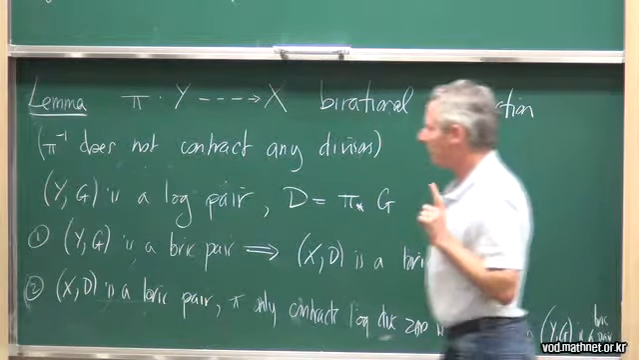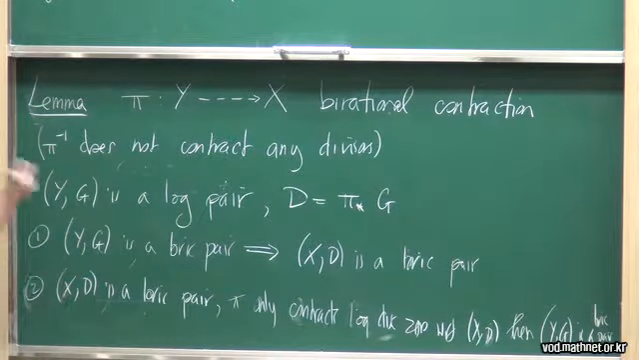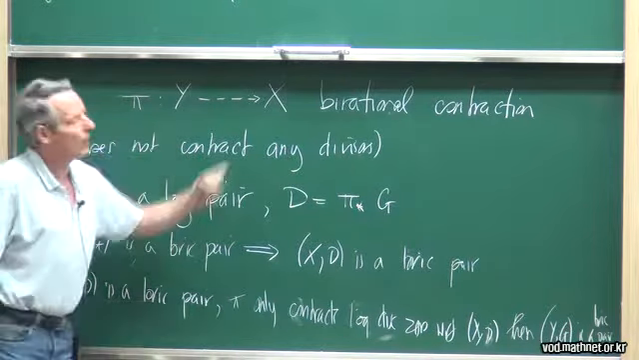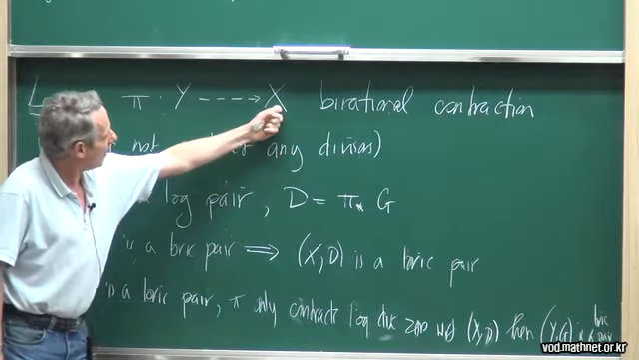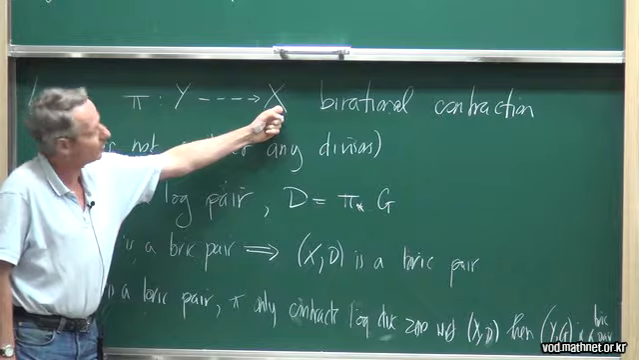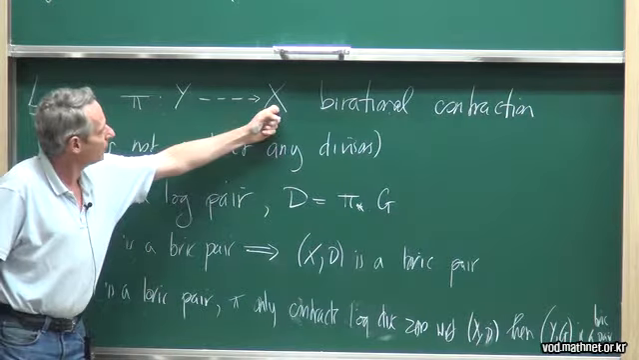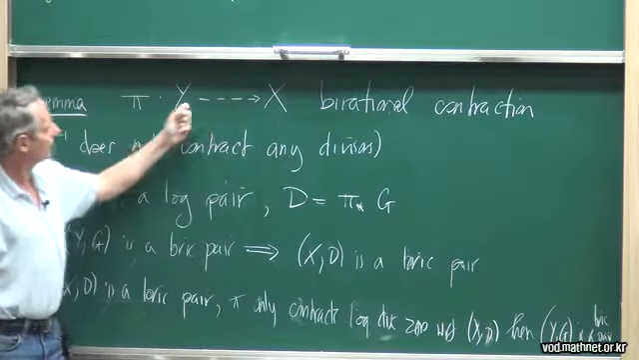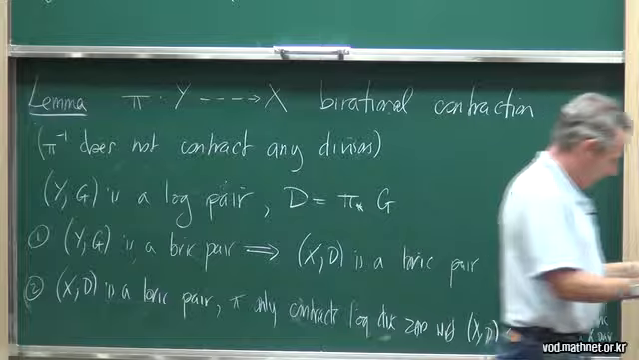So you can always go down. If you start with something toric, essentially if you run MMP, you'll only ever get something toric. And vice versa, if you start downstairs, you have something toric, then it must have been toric to begin with if the only divisors extracted by this map have log discrepancy 0. So let me explain that.